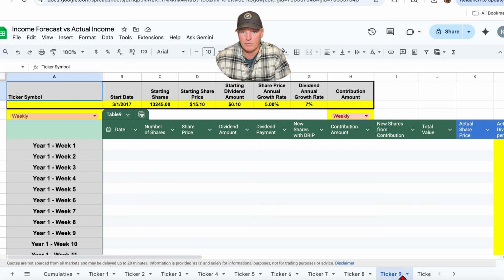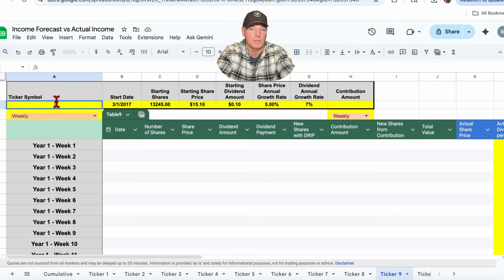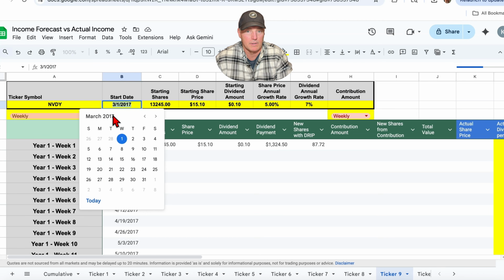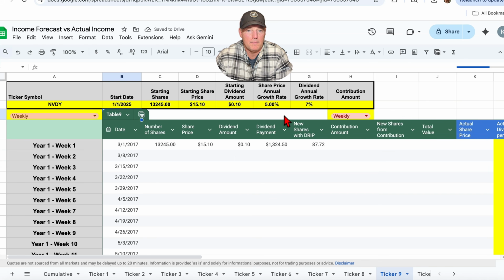And so 9 through 20, like I said, I don't have my SCHD in here. I didn't want to go through all that for this demonstration, but I could put in anything here. I can type in, let's just put in NVDY. See how it pulls in the dates because that's the first date I have there. This wasn't around then. Let's go to 1/1/2025. Let that kick in. Again, it's working. Be patient as that fills in.